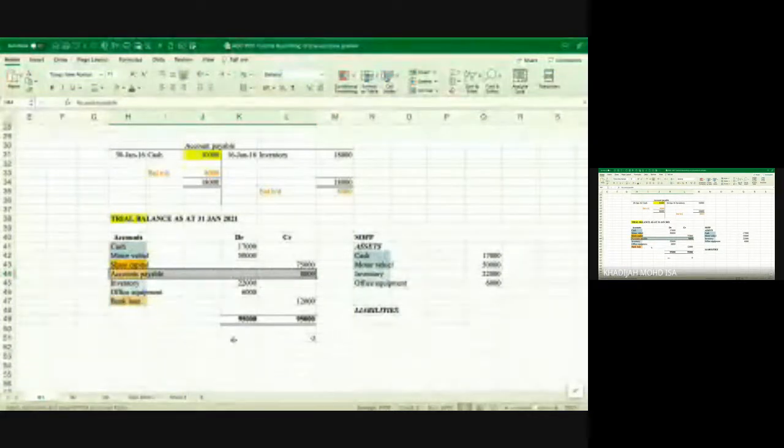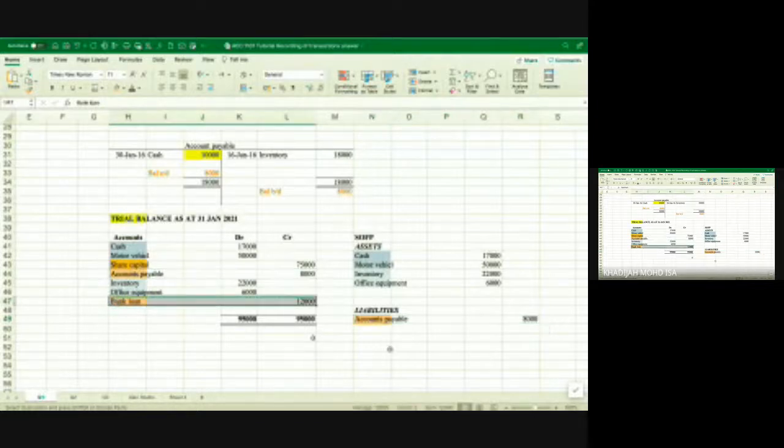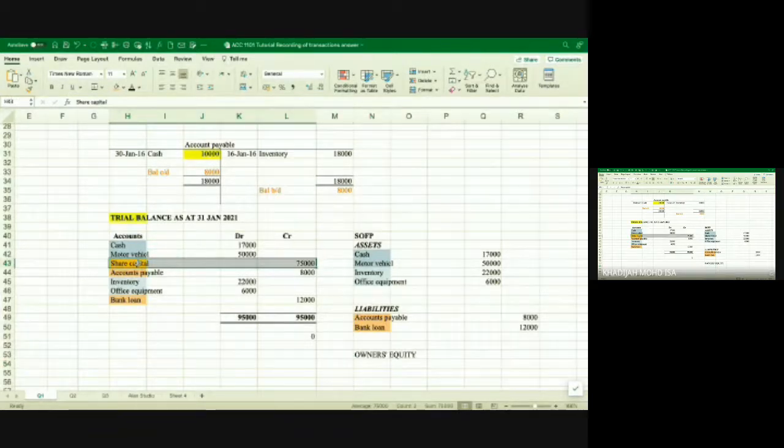Command C, just plug in that amount. And then you have bank loan. Command C. And then the third one is your owner's equity. In this case, how much is your owner's equity? You only have one, share capital here. You want to see? Right.